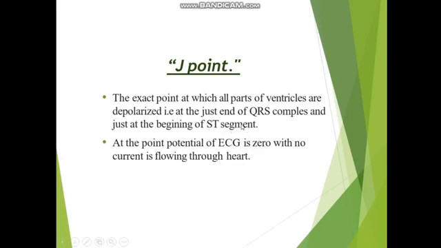That point is known as J, because at the J point the entire ventricular musculature is depolarized. No part is repolarized at this point. And which point is this? At the very end of the QRS complex and the very start of the ST segment. This point is known as the J point. It is known to be a reference point. At the point, the potential of the ECG is 0, with no current flowing through the heart.